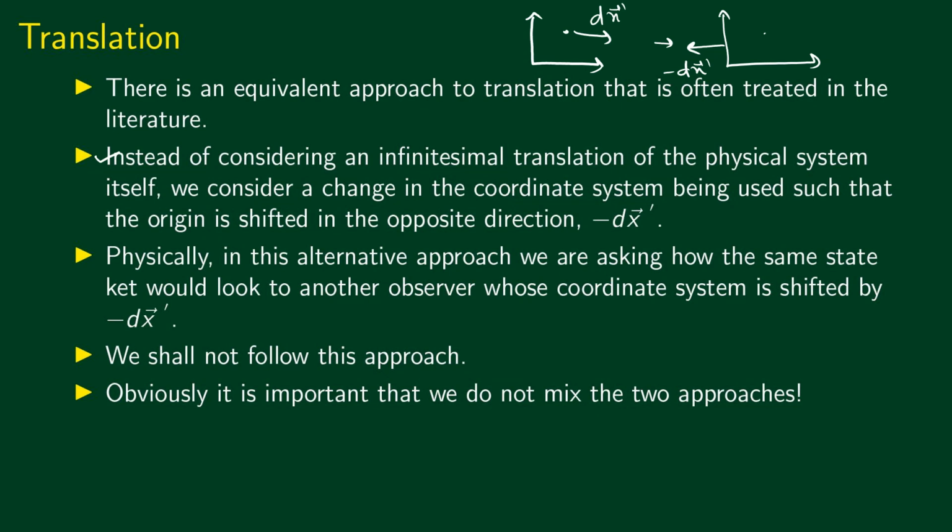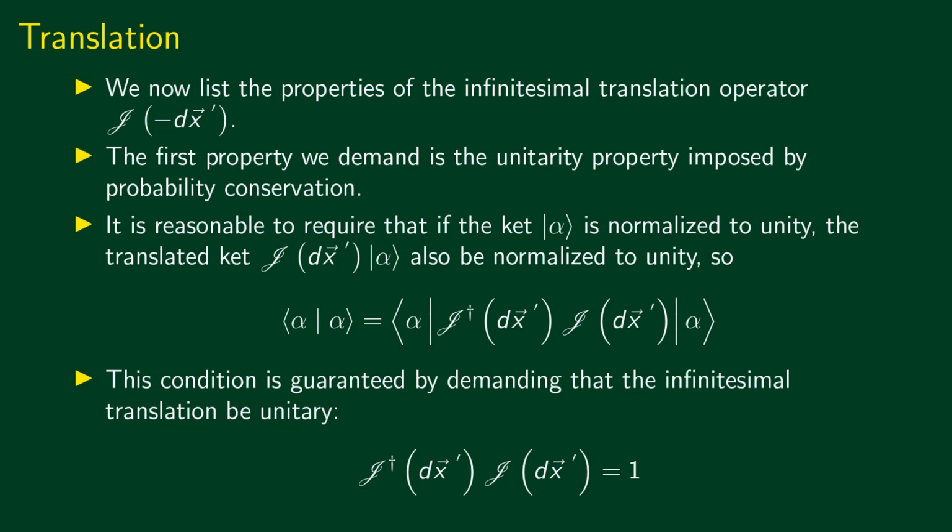But if we start with one approach, it's important to stick with the same approach. We shouldn't mix them up. Physically, in this alternative approach, we are asking how the same state ket would look to another observer whose coordinate system is shifted by minus dx vector prime. This is not the approach that we are following, at least in this chapter, and it's important not to mix up the two approaches. Let's now talk about the properties of the infinitesimal translation operator.